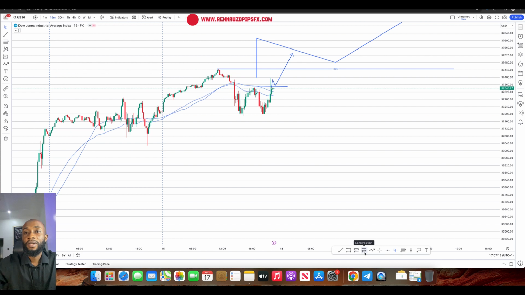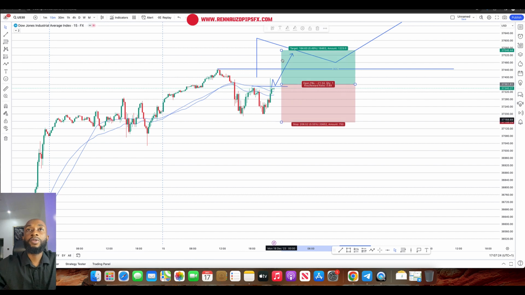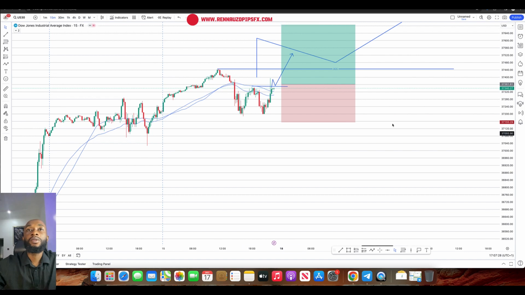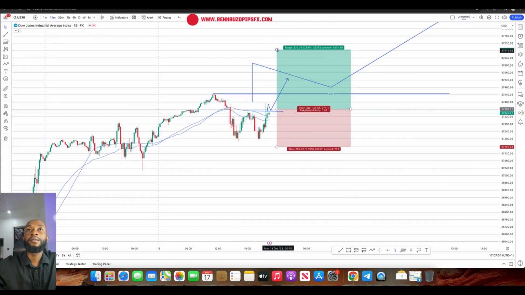So it can be something like this. This level will be your entry point and your stop loss will be below somewhere here, and your target 1 to 2. This is what I'm expecting on US 30, guys.